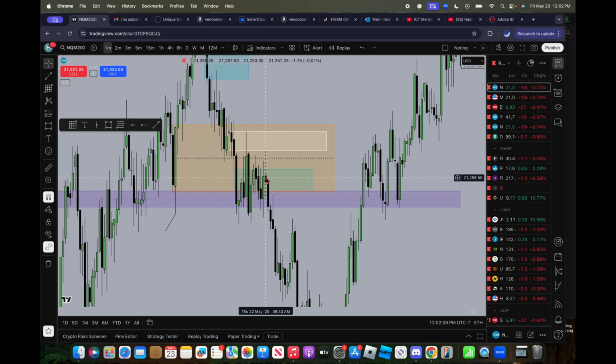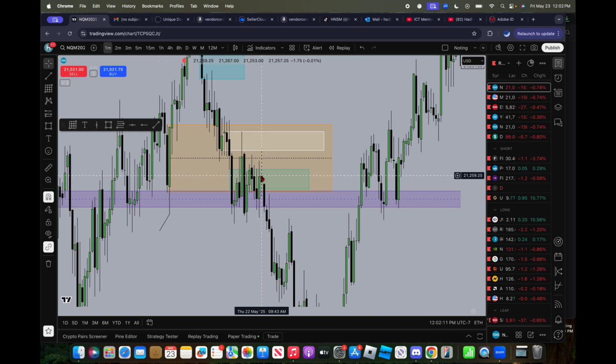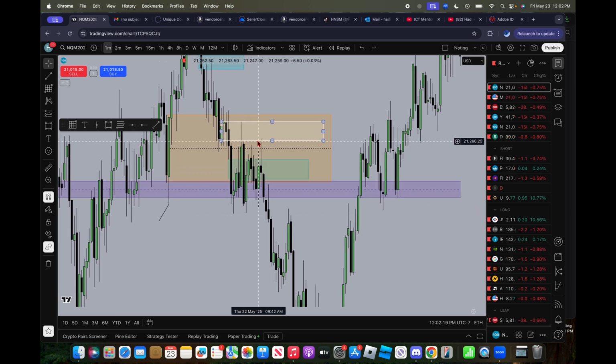So there's a perfect short signature. The bodies are still within the fair value gap, so it's still being reclaimed. And then we trade lower. So I'm going to take everything off besides the fair value gap now.